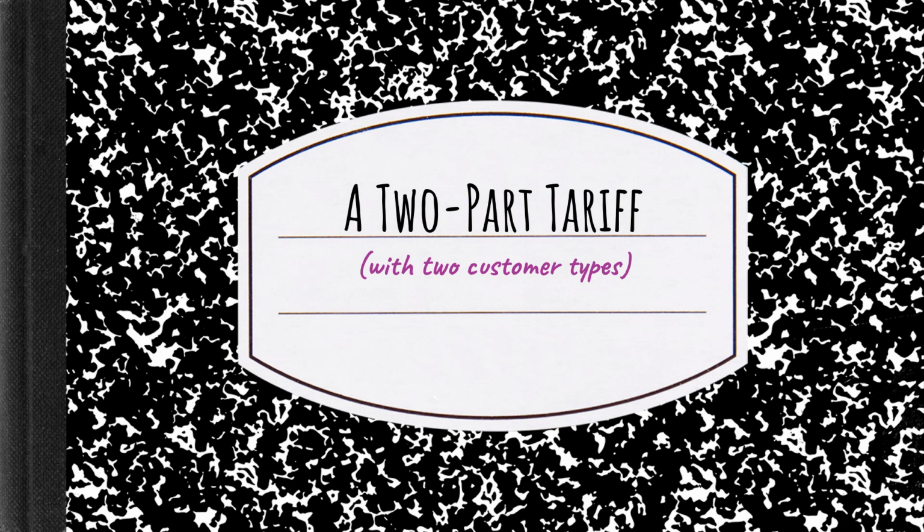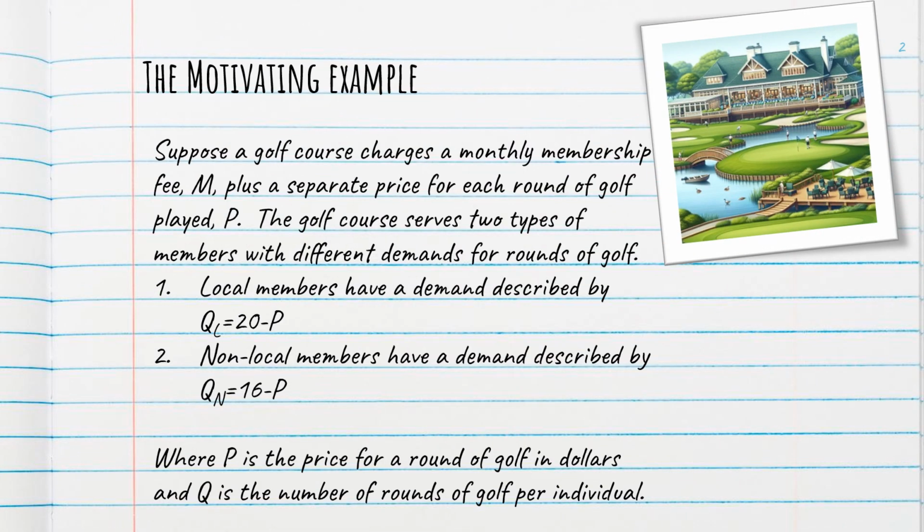In this video, we are going to learn how to solve for the optimal two-part tariff when we have two customer types. Let's suppose that a golf course charges a monthly membership fee M plus a separate price for each round of golf P. The golf course serves two types of members with different demands for rounds of golf.